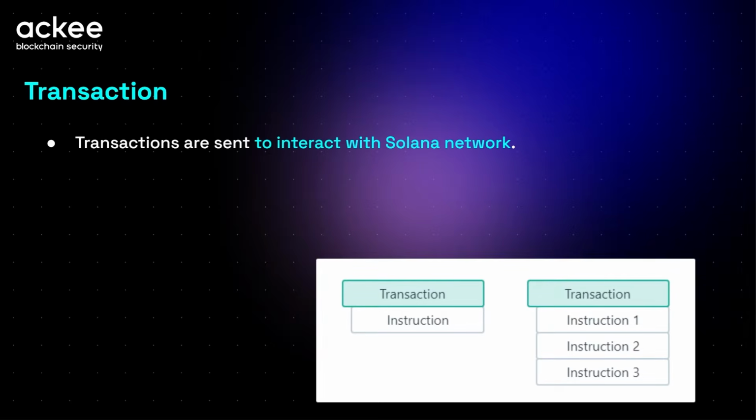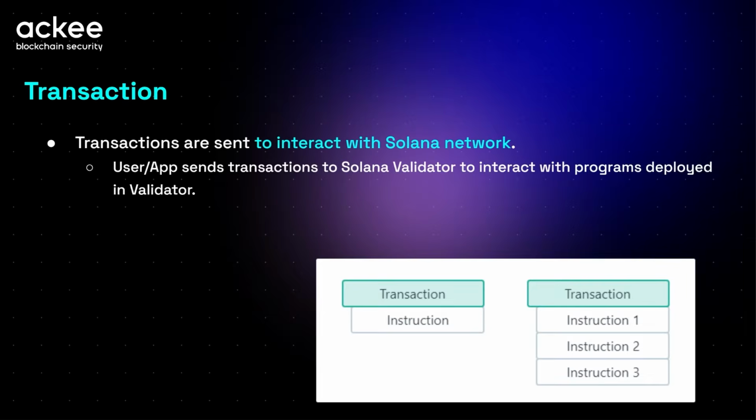Then the transactions contain instructions. These instructions can be executed by Solana programs. So the user or app sends transactions to the Solana validator to interact with programs deployed in the validator. Just to clarify, why do I have the user or app? So for example, if you have Phantom wallet and you are just a normal user of the wallet, what is happening under the hood is that Phantom actually creates the transaction, then it adds the system program transfer instruction to the transaction, then you sign the transaction, but all of this happens under the hood.